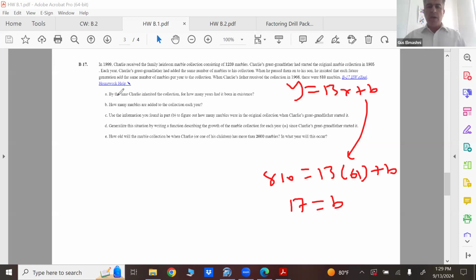So now I can answer some of these questions. By the time Charlie inherited the collection, how many years have been in existence? 94 years, obviously. How many marbles are added in the collection each year? 13. I found the slope. How many in the original collection? 17. Generalize the situation by writing a function. Now I could do that.